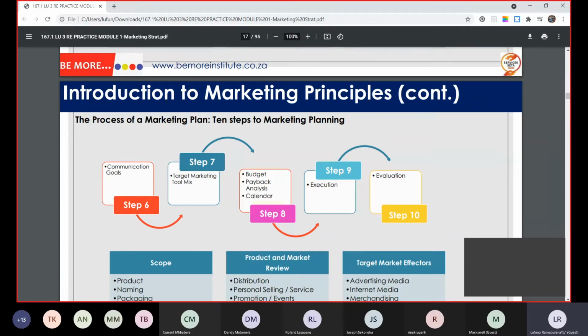After execution, step number 10, we evaluate how we have laid out our plan. Did the plan work out well? Did the strategy work or not?